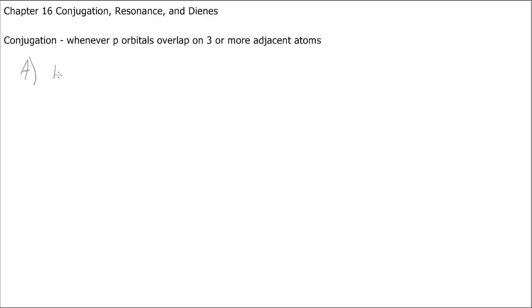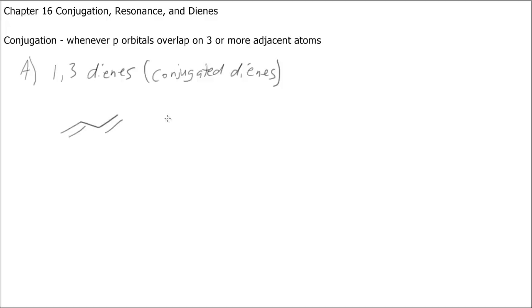So let's look at 1,3 dienes. 1,3 dienes are going to be an example of conjugation. Oftentimes we'll also call these conjugated dienes. I'll try to show you what it means that they're conjugated and how you can tell that they're conjugated.